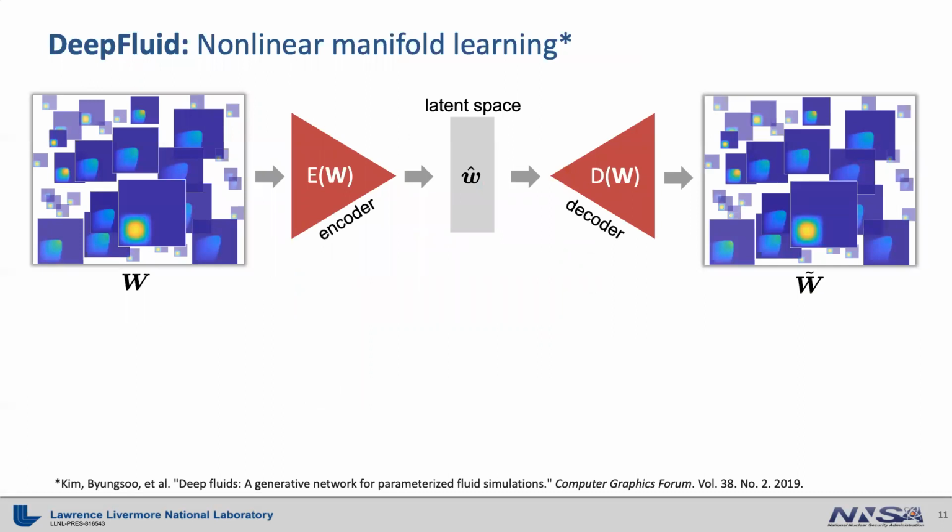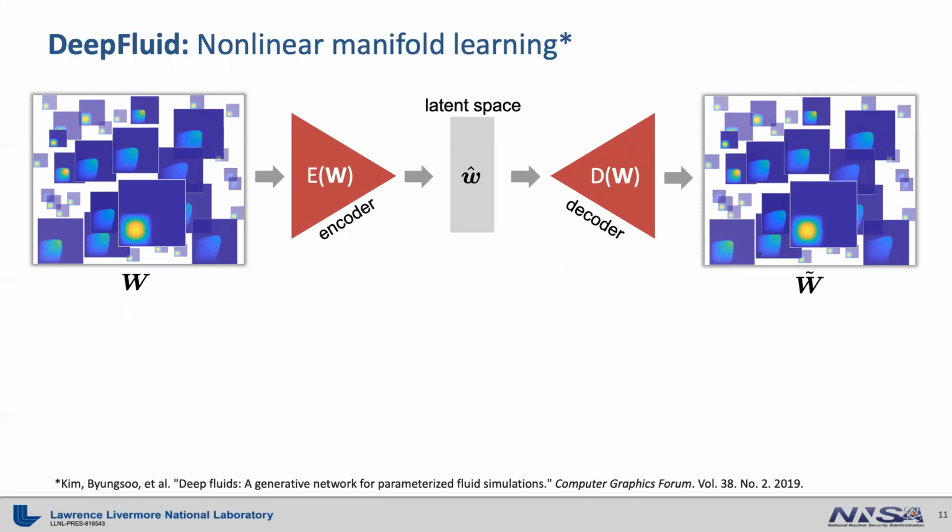Okay, the next black box approach I would like to introduce is deep fluid. The methodology is not invented by us. It's from Youngsoo in Switzerland, where the nonlinear manifold learning algorithm, that is autoencoder, is used for compression and decompression of the solution data W. In autoencoder, the encoder compresses the input data to latent space, as you can see, and the decoder decompresses the latent space data to obtain an approximate full state solution.